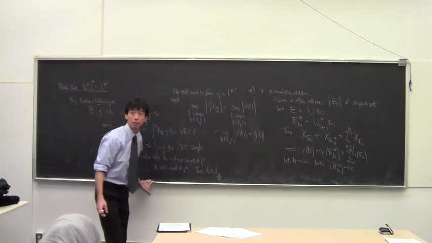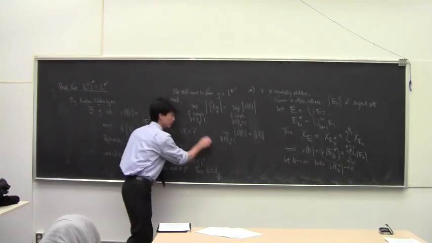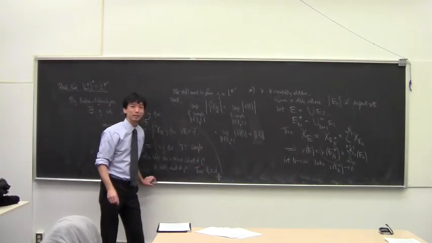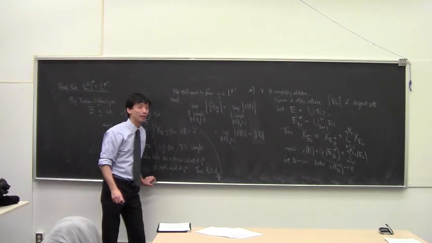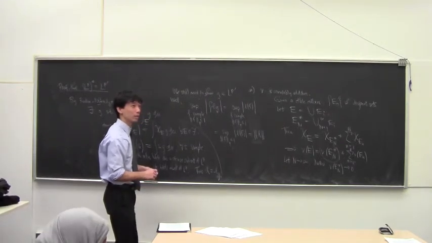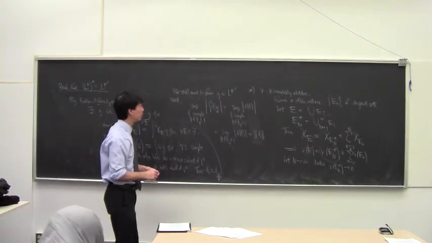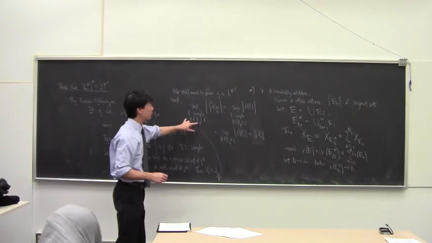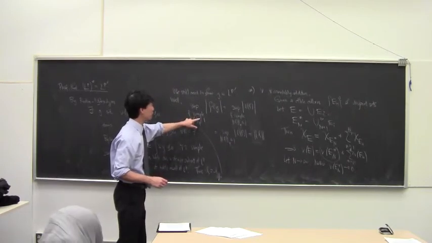People look a little smiling, a little bit. Why, Anna? Why are you smiling? Is it okay, or is something wrong? Why does it show that g is in L^p prime?